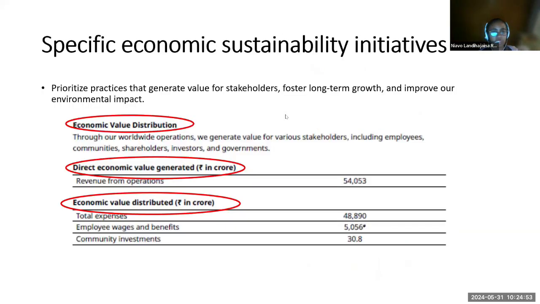So for their specific economic sustainability initiatives, they prioritize the practices that generate value for stakeholders, foster long-term growth, and improve their environmental impact. These are the main key points that show their direct economic value generated is this amount, and economic value distributed: total expenses here, employee wages and benefits, and also their community investment.